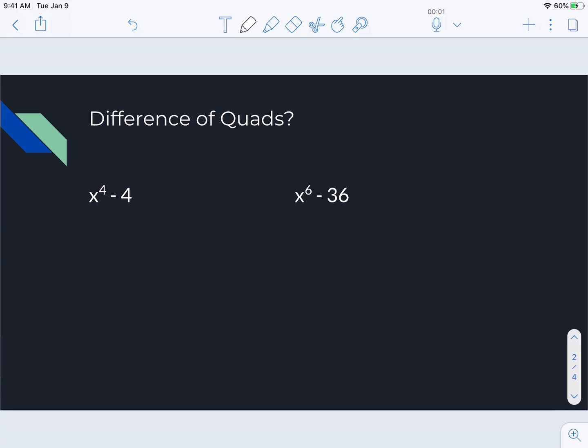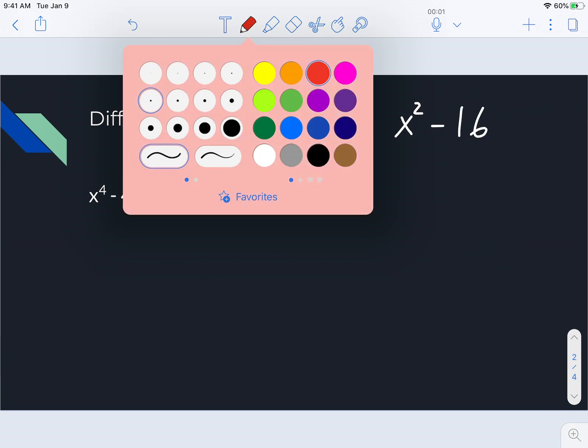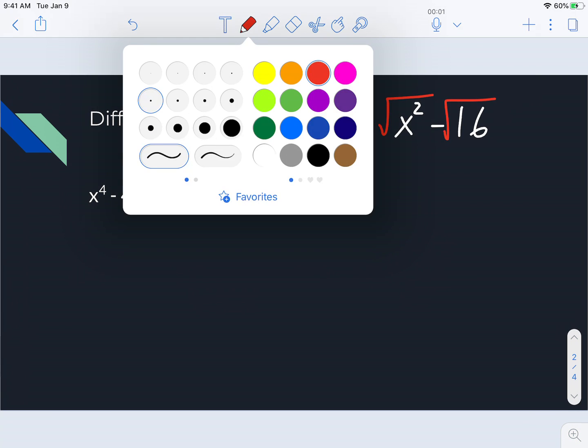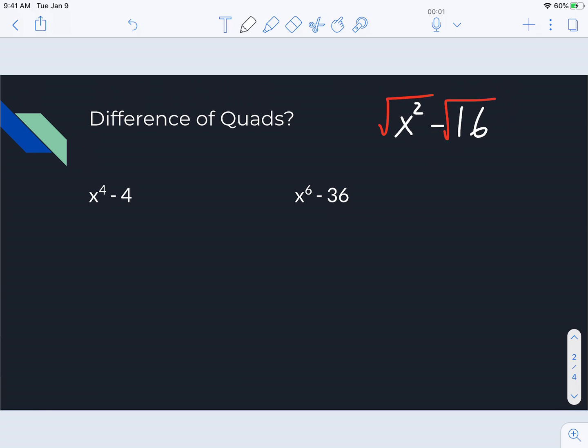If we think back to difference of squares, x squared minus 16, what you would do is think, okay, what is the square root of the first term and the second term? You probably aren't thinking about the square root of the first term. You're just used to it being x plus or minus the square root of the second term. But really the square root of x squared is x, so that is why this works and becomes x minus 4 and x plus 4, because the first and the second are perfect squares.